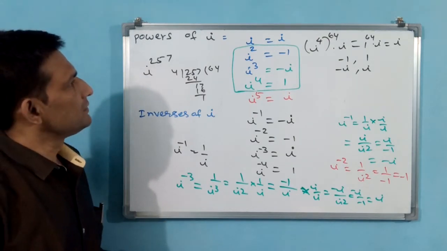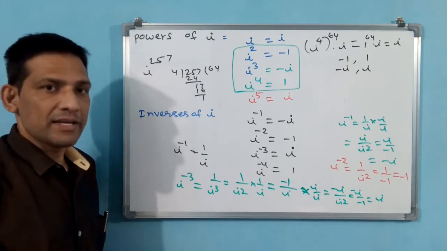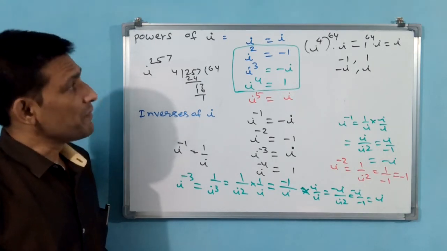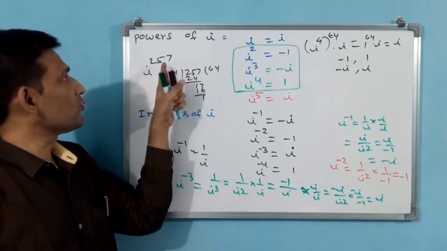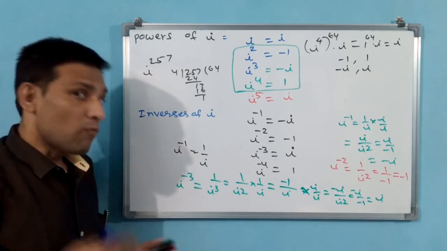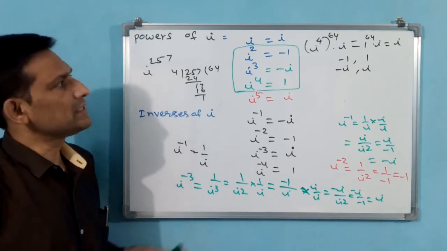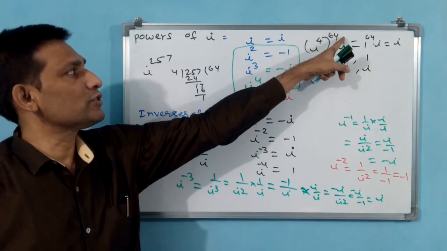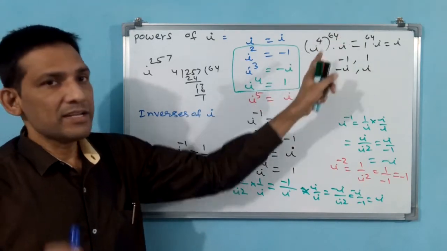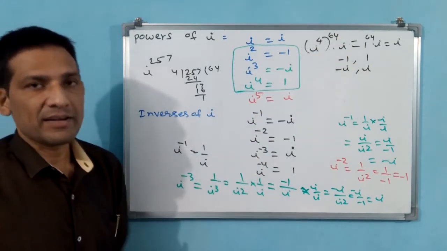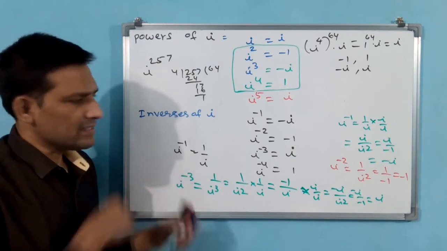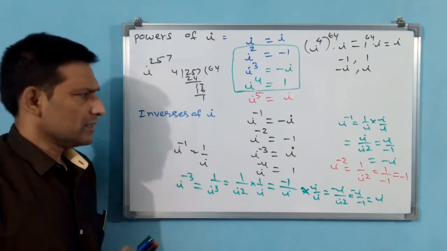If it is 256, i to the power of 256, 1 is going to come, because it is directly i to the power of 4 into 64. That's all, 1. i is not going to multiply again. You understand?